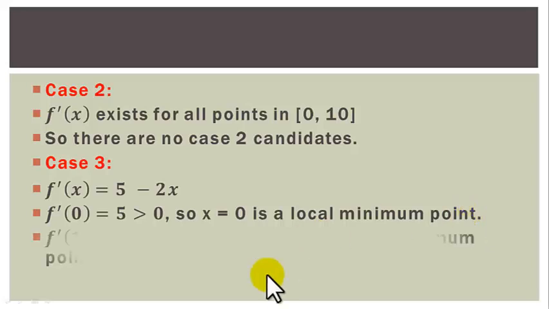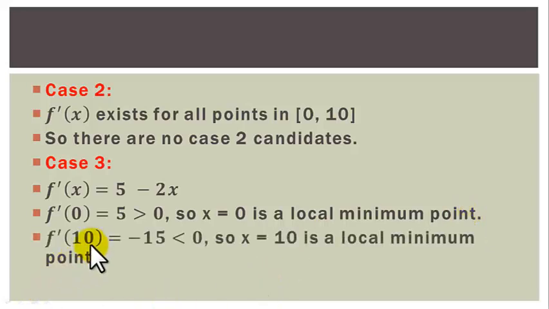We also find f prime of 10. f prime of 10 will give us 5 minus 2 times 10, that's 5 minus 20. 5 minus 20 is minus 15, and this is less than 0. So x equals 10 is also a local minimum point.